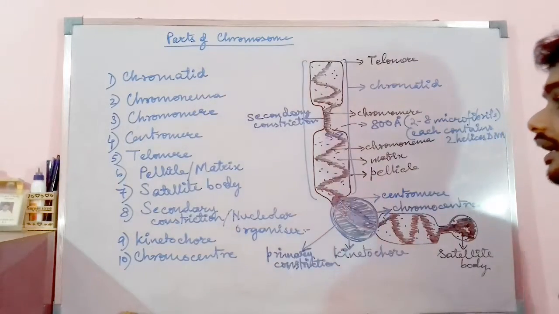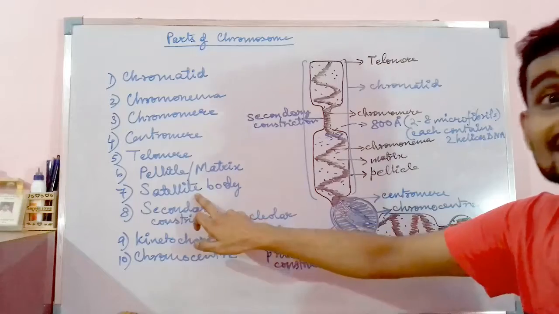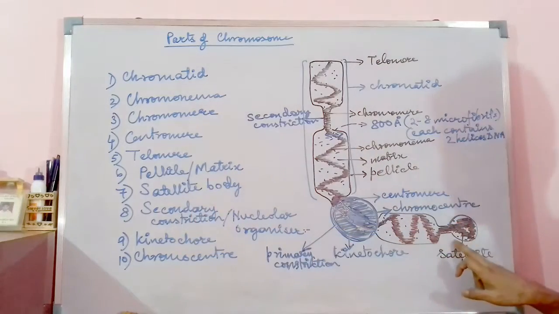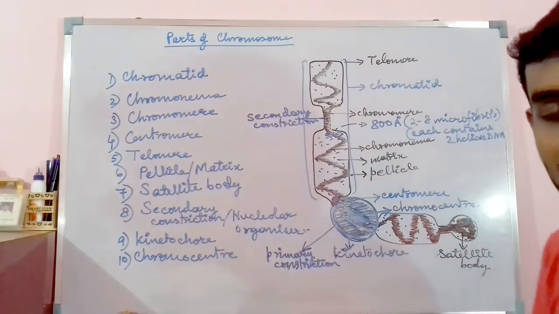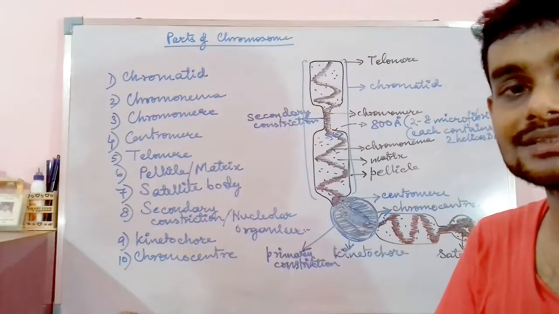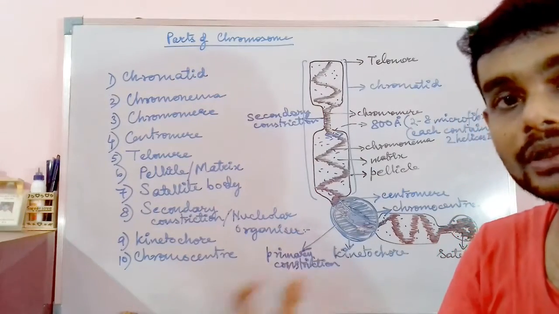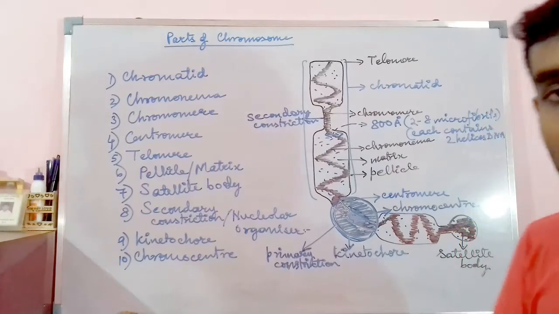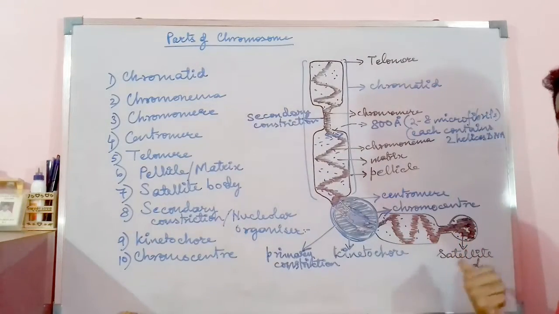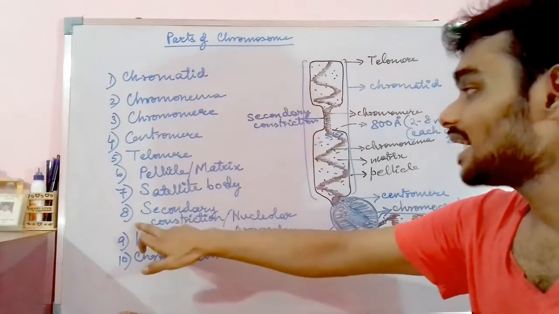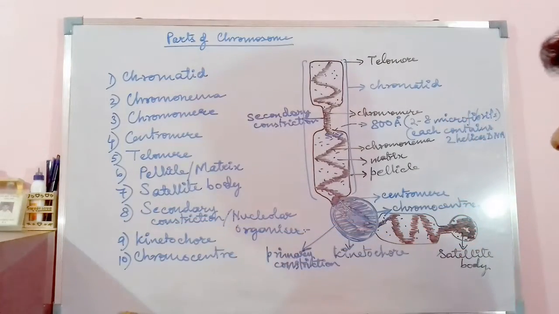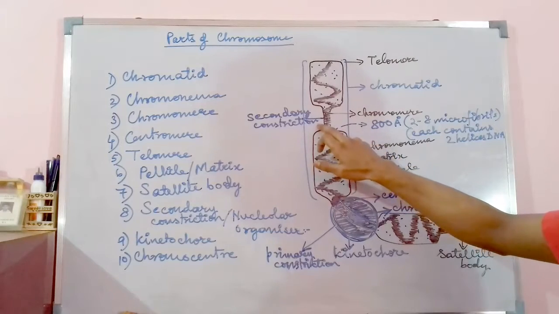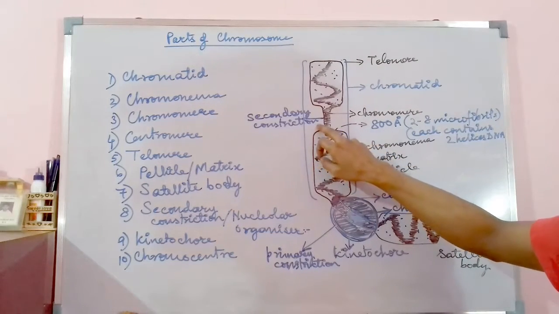And seventh, we have the satellite body. Satellite body is this part, a knob-like, bulb-like body which forms a knob at the terminal portion of the chromatid or the chromosome arm. And eighth, we have the secondary constriction, or the nucleolar organizer. This part is known as the secondary constriction.